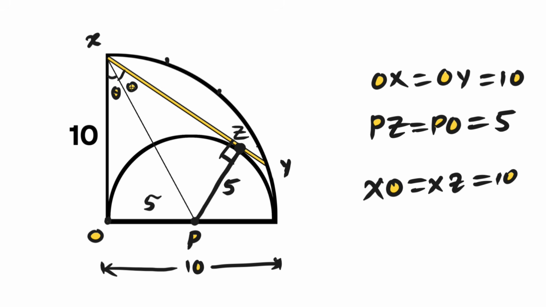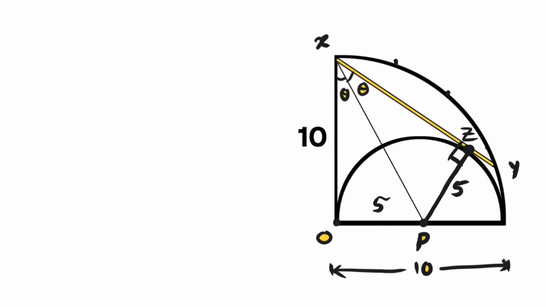Now let's focus on triangle XOP. This is a right triangle because OP lies along the radius of the quarter circle, and OX is perpendicular to that radius in this configuration. We know OX is 10 units and OP is 5 units. So let's use the Pythagorean theorem.